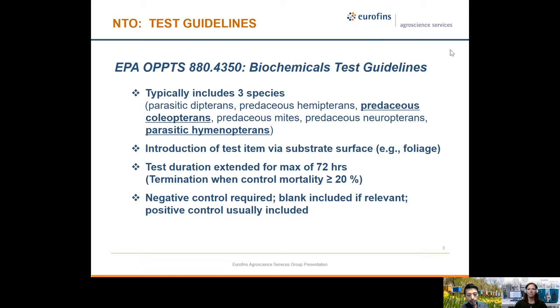The test duration, unlike the other tests, is a lot shorter. So they have a maximum of 72 hours of observations instead of up to 30 days. And again, the termination is dependent upon the control mortality. As soon as it reaches greater than or equal to 20%, you stop. For these tests, a negative control or untreated control is absolutely required. And a blank control, again, is included if your test item has live microbes. And for these tests, unlike the previous tests, a positive control is often included.